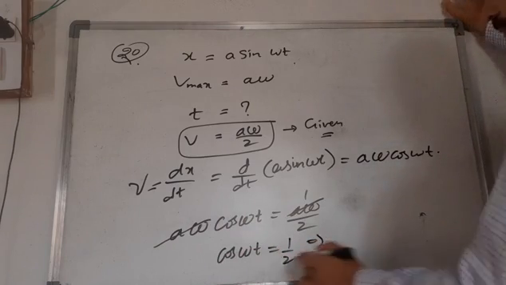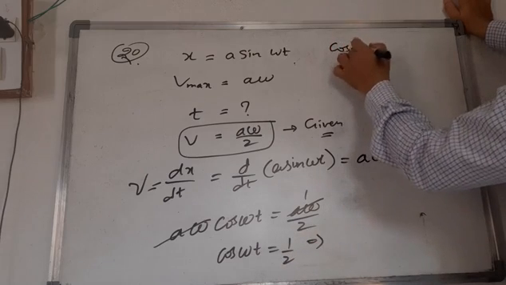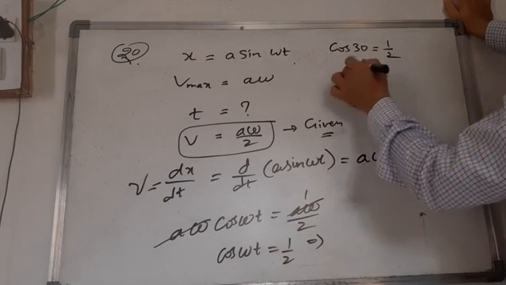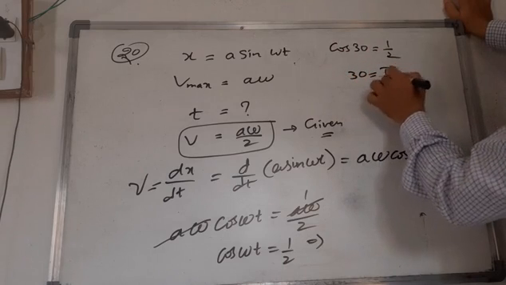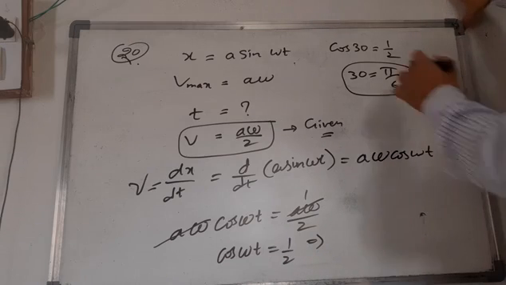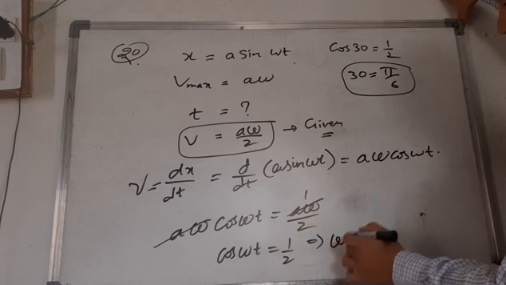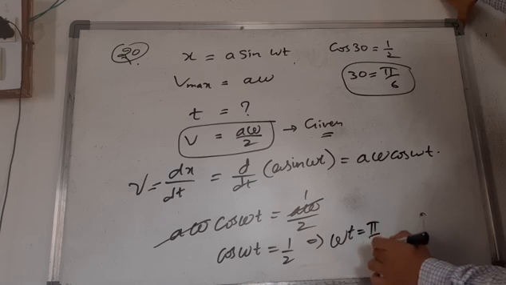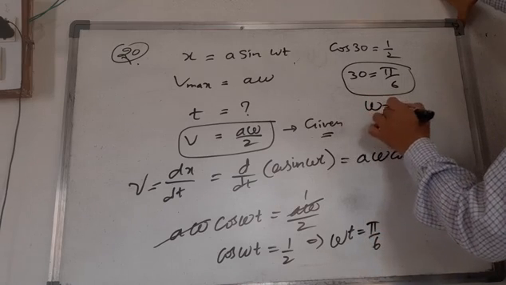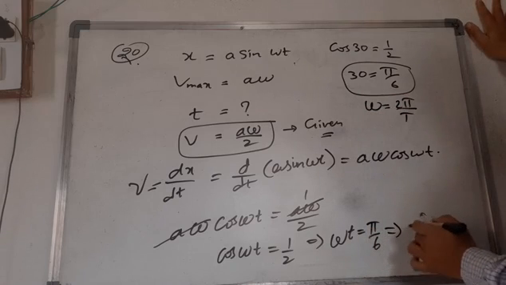So at what angle is cos equal to 1 by 2? Cos 60 degrees is equal to 1 by 2. But 30 degrees we can write as pi by 6, where pi is equal to 180, and 180 by 6 is 30 degrees. So here we can write that omega t is equal to pi by 6. But we already know that omega is equal to 2 pi by T. Substitute in this, what will you get?